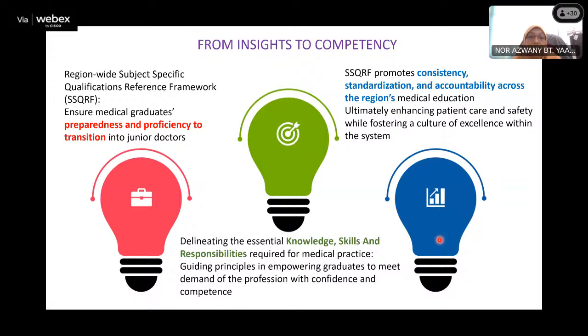And by delineating the essential knowledge, skills, and responsibilities required for medical practice, these are guiding principles in empowering graduates to meet the demands of the profession with confidence and competence. And because this is a regional subject-specific qualification reference framework, it promotes consistency, standardization, and accountability across the region's medical education landscape. And with this, ultimately, it will enhance patient care and safety while fostering a culture of excellence within the system. So, we have gone through that.